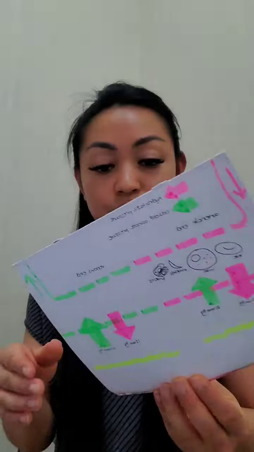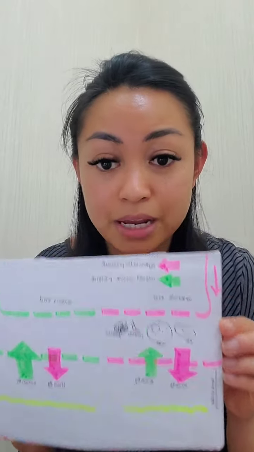So they have pores which allow substances to leak out and leak in, to be pushed out and to be pulled back in. So I drew this diagram to help me explain what's going on.